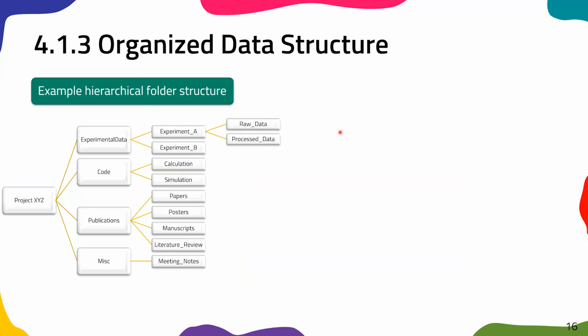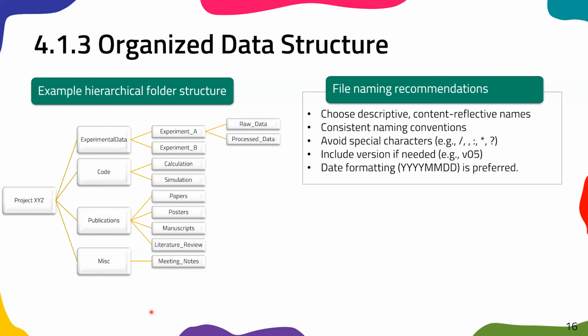So the easiest thing that all of us should try is that we organize our data in a hierarchical data structure. For instance, for this project, I have experimental data, code, publications, and so on, and other miscellaneous. And then I have this hierarchical structure so that later, if I want to look for a file, I know where to go. There are some recommendations for choosing your file names.